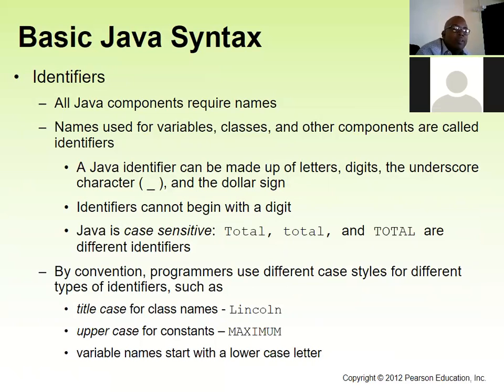Now, an identifier is just a name that you use to refer to it. But there are some restrictions. All names that are used in Java are case sensitive. So you see the example here, total written with a capital T is different from total with a lowercase t, and this one here. If one letter is a different case, it's a different word.